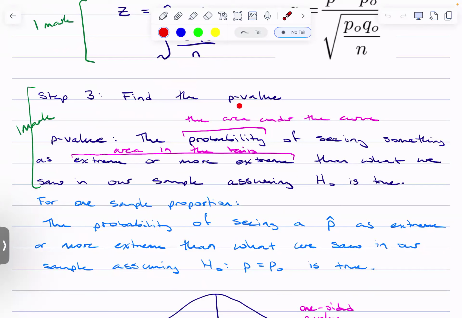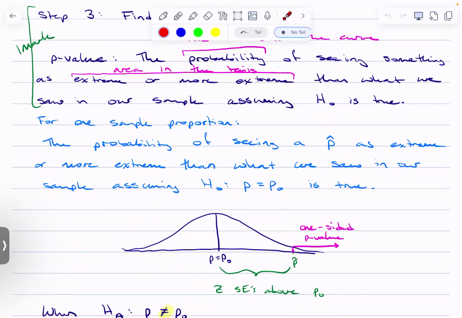relies on us knowing the definition of a p-value. And so the p-value is the probability of seeing something as extreme or more extreme than what we saw in our sample, assuming the null hypothesis is true. And so then we said, okay, well, a probability is the area under the curve. And the area under the curve as extreme or more extreme, that puts us in the tails, right?